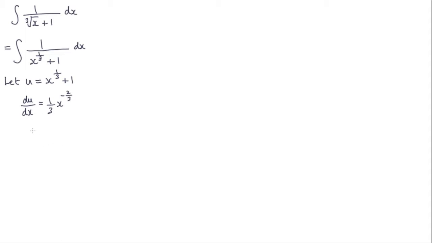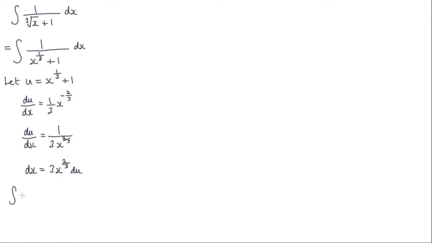And rearranging this, first of all, we'll deal with the du by dx equals. This is currently in negative index form, so let's pop that in the denominator so we get a positive. So that's x to the power of 2 over 3. And now we can rearrange to find dx is equal to 3x to the 2 over 3 du.